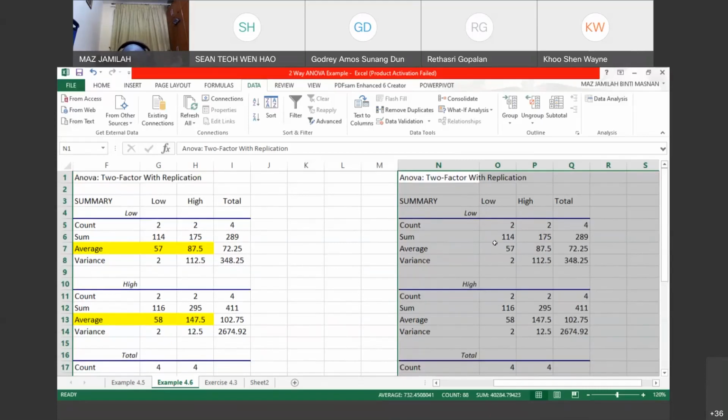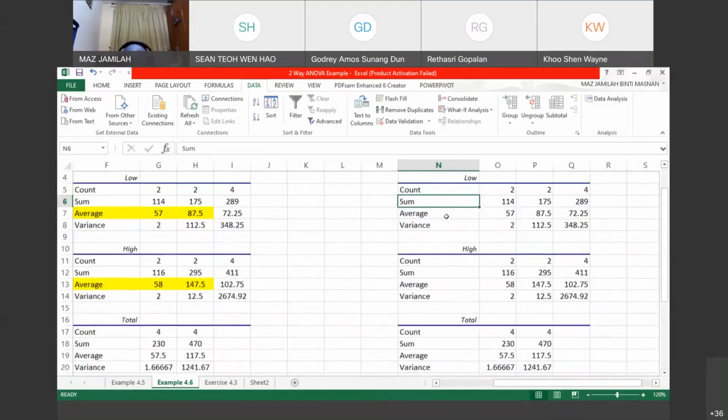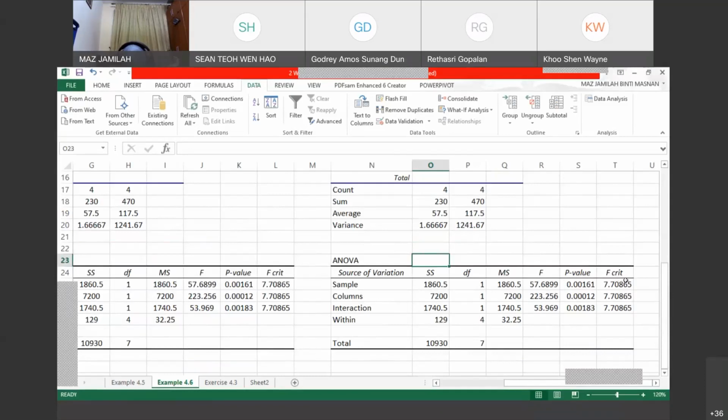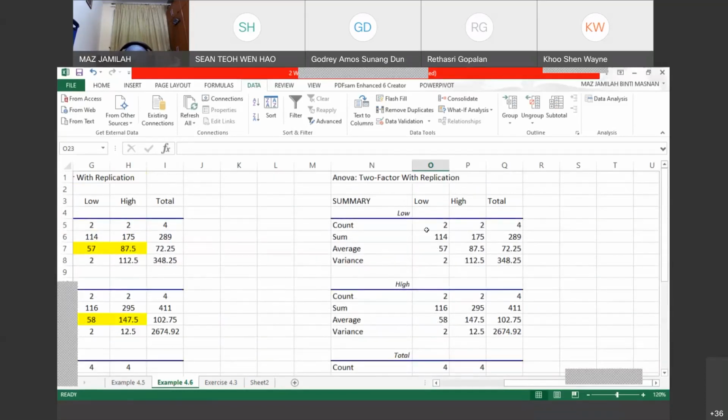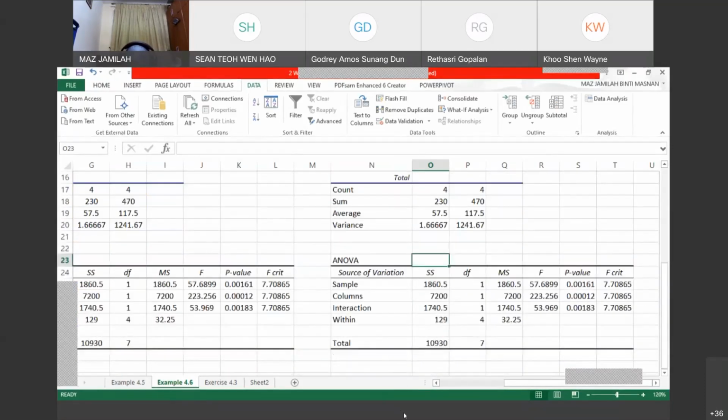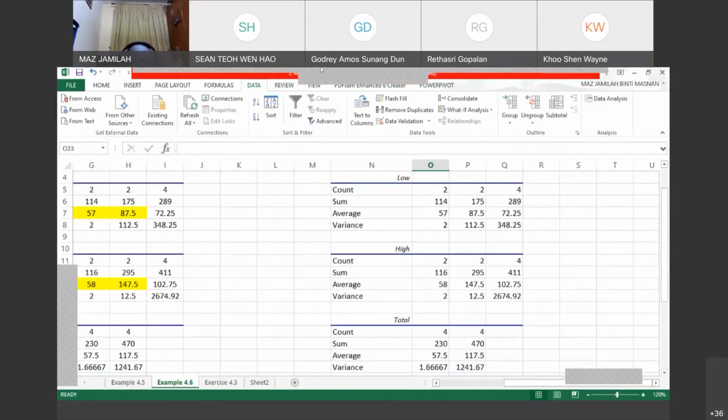If you can see, you have generated the summary table. This is for factor A low and factor B low and high, factor A high and factor B low and high, and then you have the total given here. This is your ANOVA table given to you. So you have your SS, DF, mean square, F test, P-value, and F critical. This is what I have been copying into your slide just now. Let me stop sharing this part.